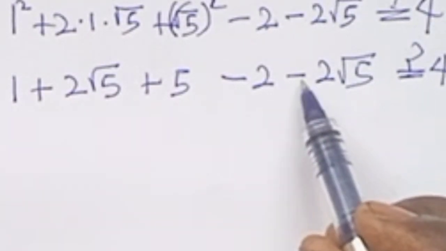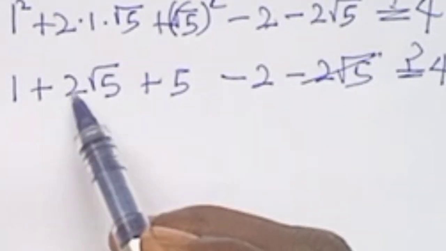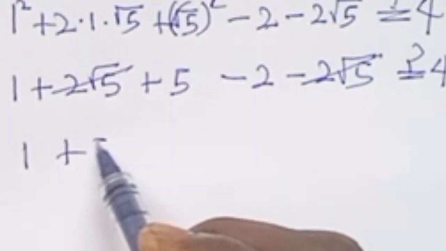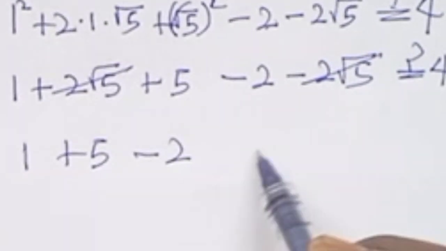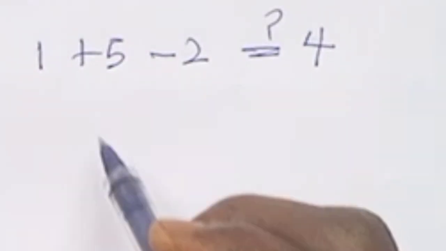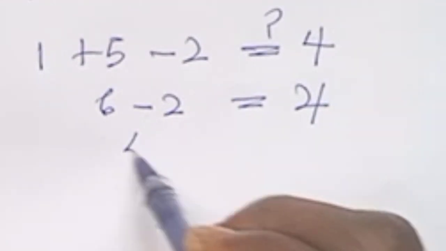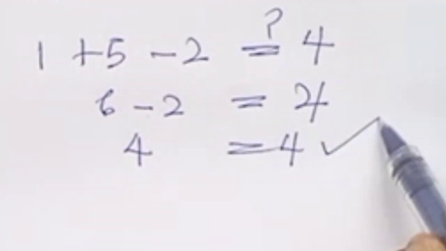So here, if we solve further, you see that minus 2 root 5 plus 2 root 5 can cancel out, and what is left is 1 plus 5 minus 2. Can this be equal to 4? And obviously 1 plus 5 is 6, minus 2 is equal to 4. So 4 is equal to 4. This means that the value of x satisfies the original equation.